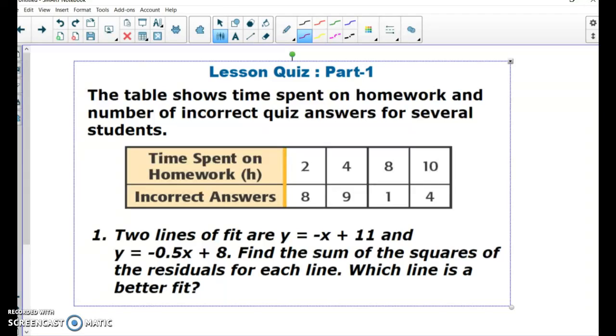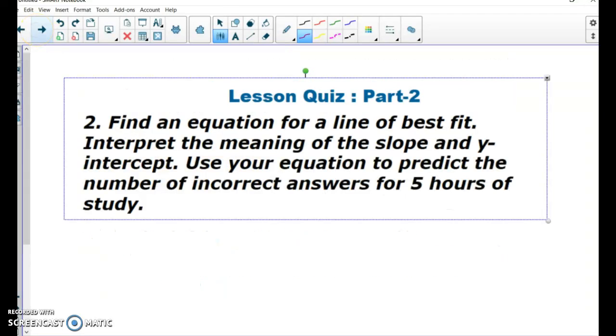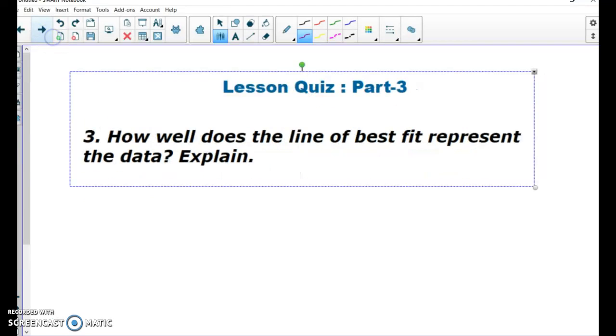After completing that, part 2 says, find an equation for a line of best fit. Interpret the meaning of the slope and y-intercept. So this is something we could do with our calculator and our linear regression. It says use the equation to predict the number of incorrect answers for 5 hours of study. This is your quiz, part 2. And in part 3, it says, how well does the line of best fit represent the data? And explain. So good luck on this.